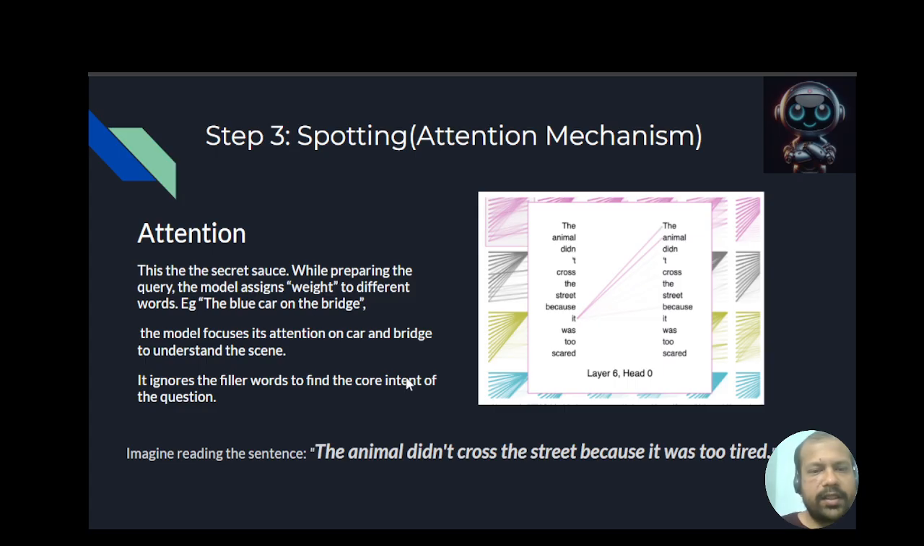So this attention method tries to provide weight to different words. This sentence will be converted into tokens, and then each token will be provided a weight. So it will understand, okay, the "it" refers to the animal over here. That is why this step inside the LLM model is very important. The better the attention provides the token weights, the better your output will be.